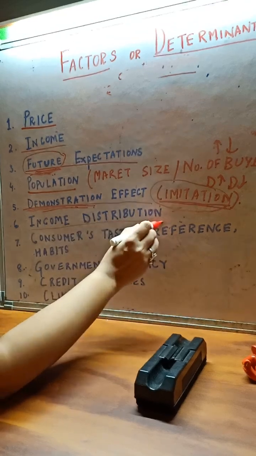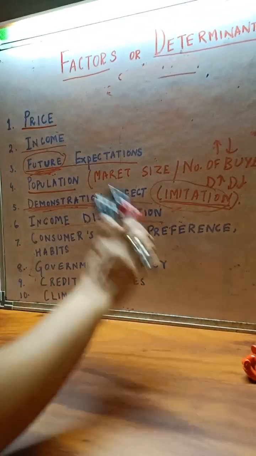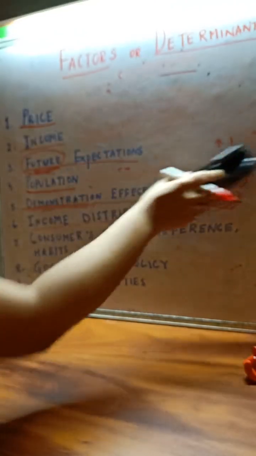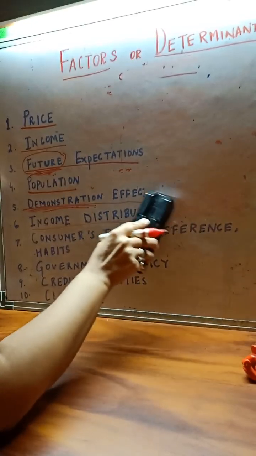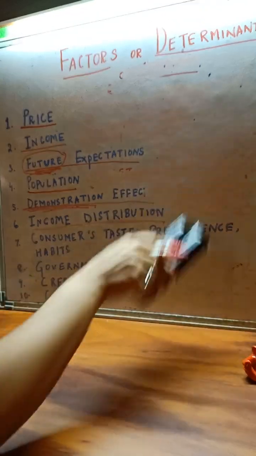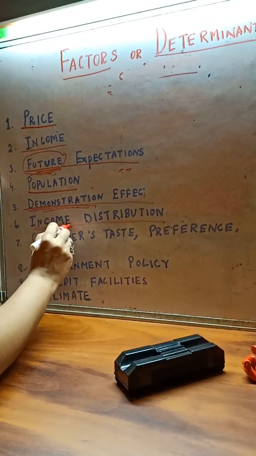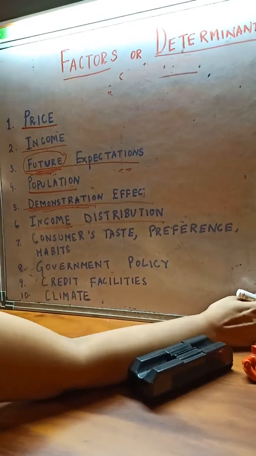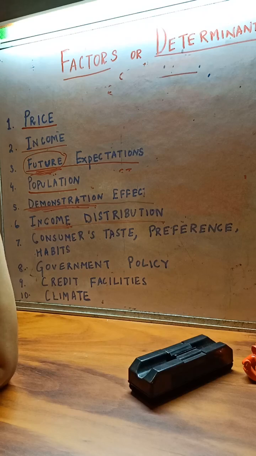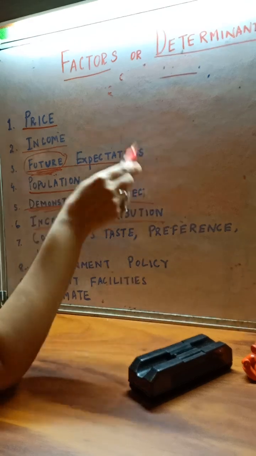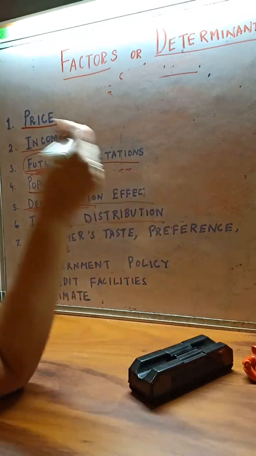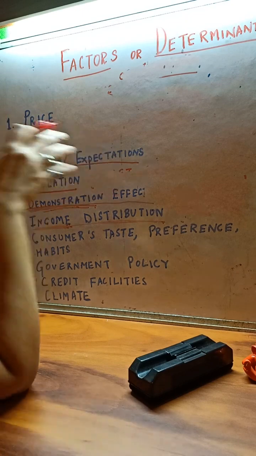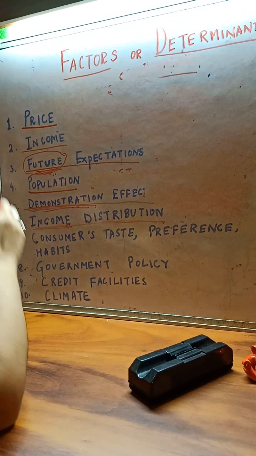Next, we come to income distribution. If the income distribution in the economy is even, of an equal pattern, that is, there is not much difference between rich and poor, the demand for essential commodities will be more and the demand for luxury commodities will be less. And if the income distribution is of an unequal pattern, then the demand for luxury goods will definitely increase and the demand for necessary goods will decrease.